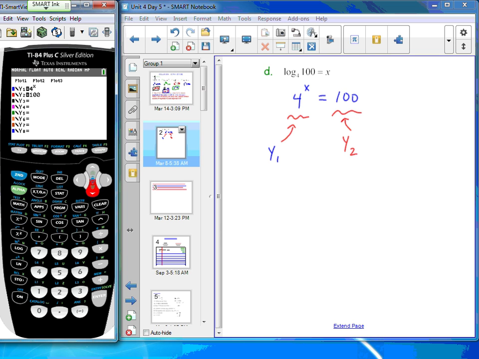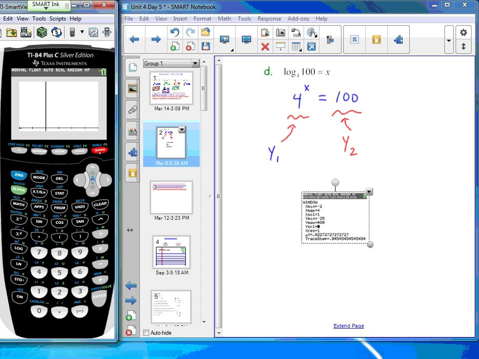So let's go ahead and change my window, and let's go maybe negative 2, and let's go to 4, and let's go negative 25 to 400. And I don't know if this is a good window or not. So we'll go ahead and check. And it looks like we just caught that intersection. Does everybody see that? So it looks like we just caught this intersection. Perhaps a better window would be maybe go to 6 or 7 for my X max.